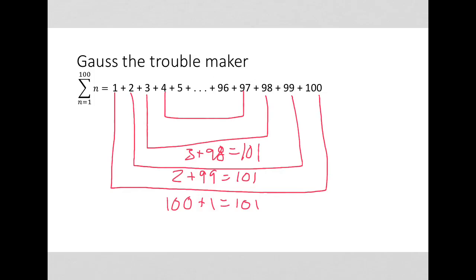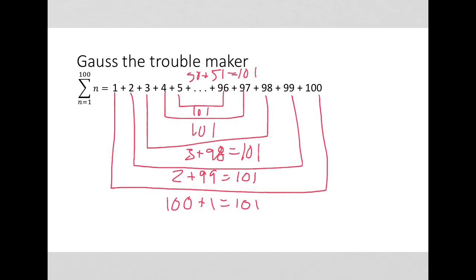4 plus 97 is 101. 5 plus 96 is 101. And if you get all the way into the middle and take 50 and add it to 51, you also get 101. So each time you pair the nth number with the 100 minus nth number, you get 101.